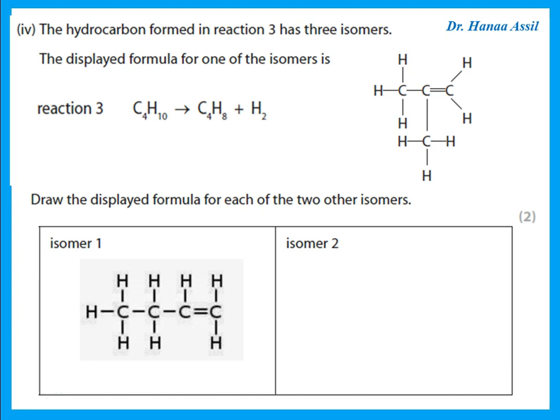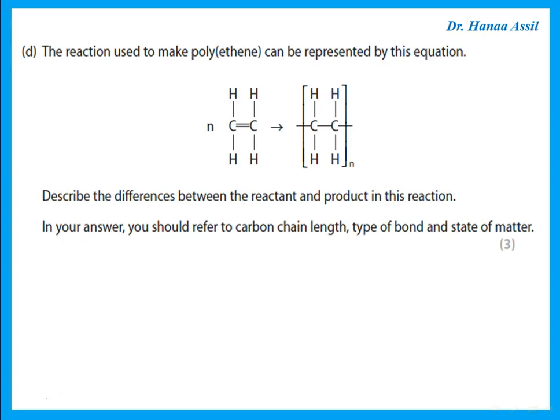Now, to draw an isomer of this, I can draw all 4 carbons with a double bond on one end, or with a double bond in the middle. Remember, if you take that CH3 and just put it on the last carbon from the left, this is the same as what I drew for isomer 1. Whether you put the CH3 on the same line or bending down at the end of the chain, that is the same. Okay, the reaction used to make polyethene can be represented by this equation.